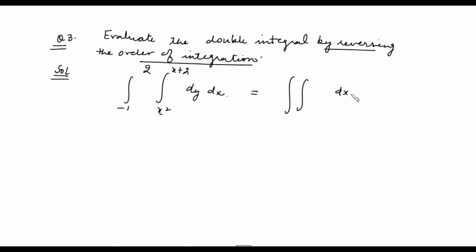We want to evaluate this integral by reversing the order of integration. We have to first integrate with respect to x, then with respect to y. So for this we have to sketch the region of integration first. Since our y is varying from x square to x plus 2 line, first of all draw the region.